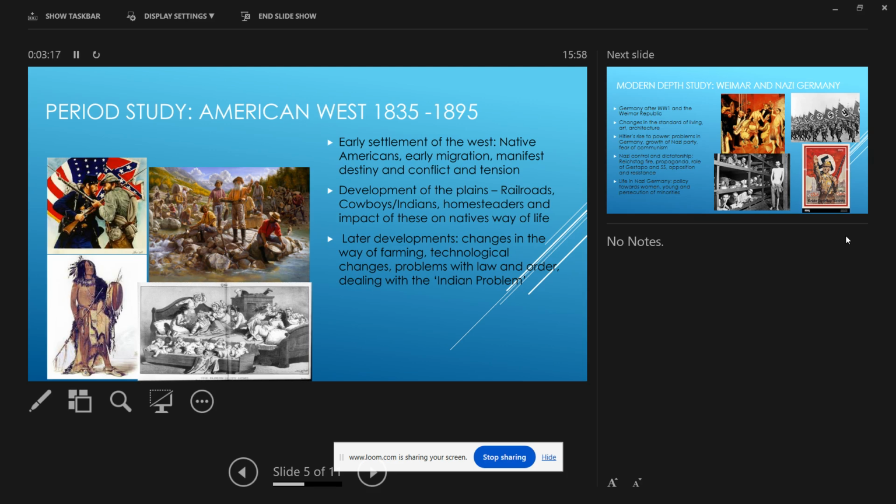We then look at the later developments, so we look at changes in the way of farming, so technological advancements that help them with farming, things like barbed wire, ploughs, that kind of thing. Then we look at problems with law and order. So why was it so lawless out in the West? And then finally, we look at how the American government decided to deal with what they referred to as the Indian problem, so the removal of the natives from the land.